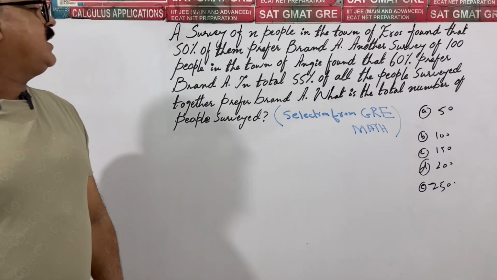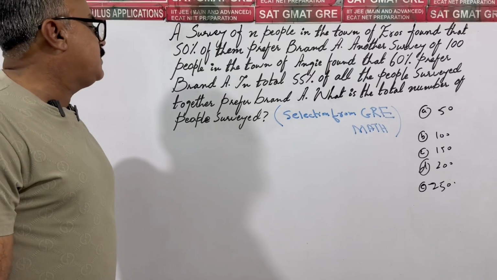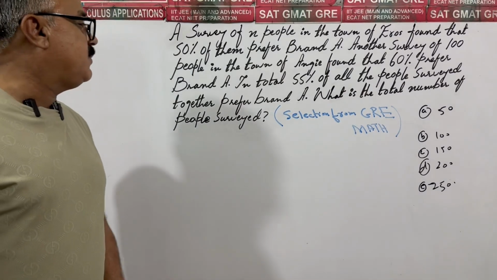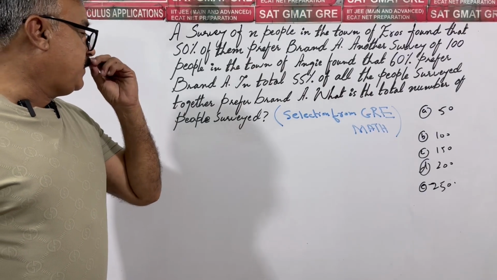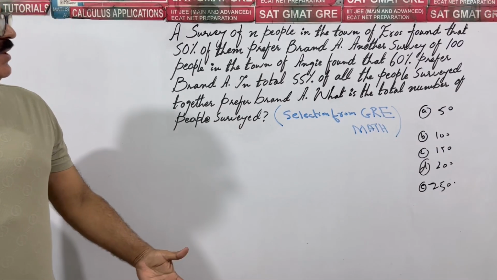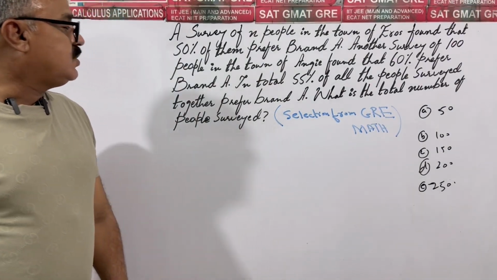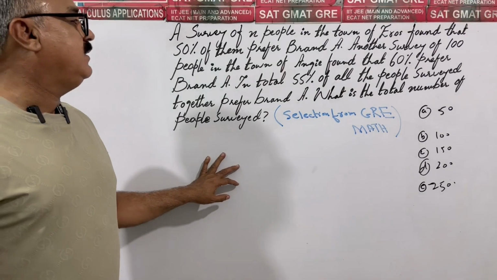Let me read for you again. A survey of N people in the town of Eros found that 50% of them prefer brand A. Another survey of 100 people in the town of NG found that 60% prefer brand A. In total, 55% of all the people surveyed together prefer brand A. What is the total number of people surveyed?